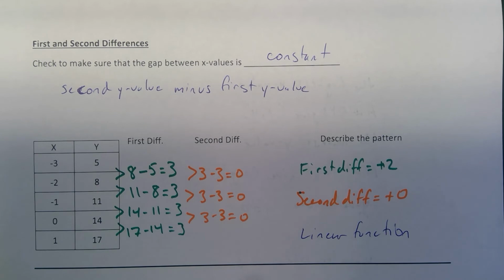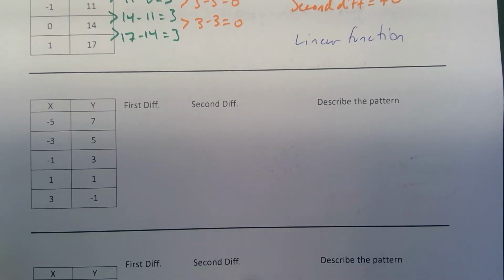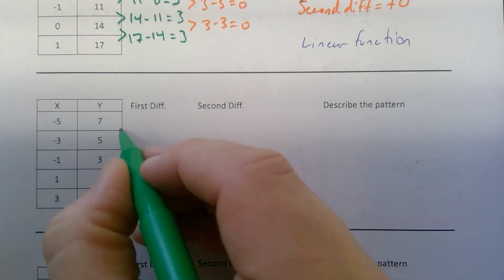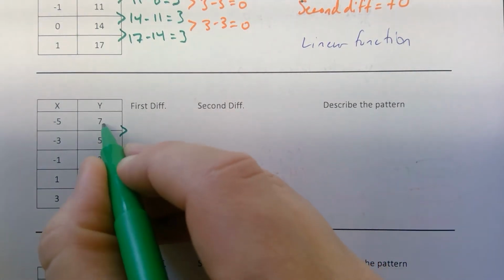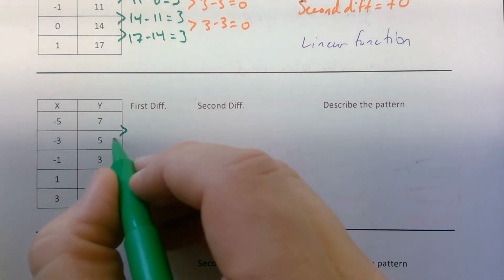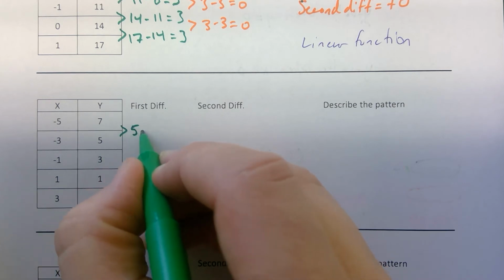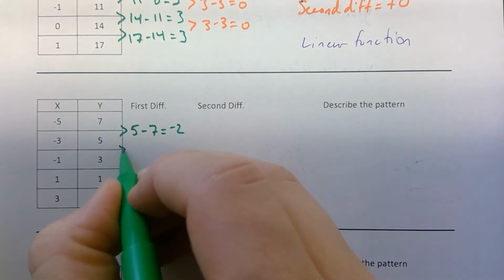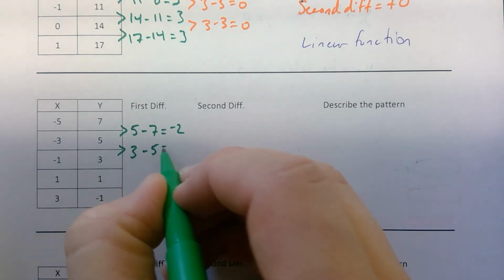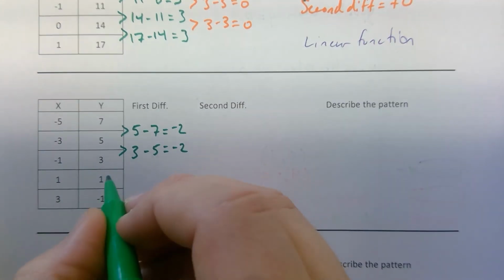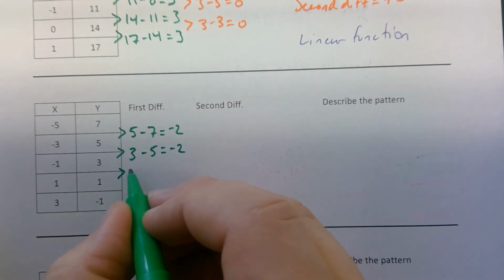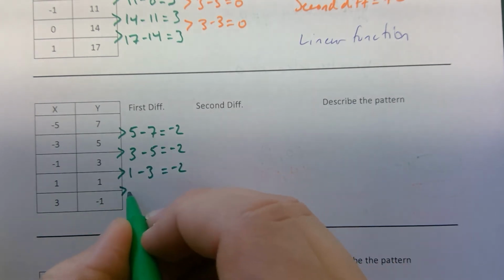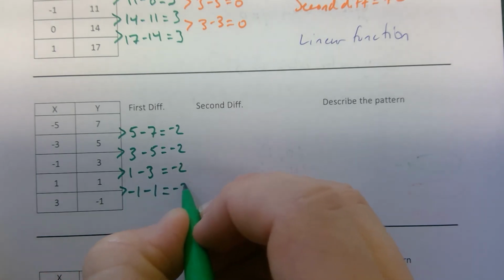All right, let's do it again. Okay, so first difference, we want to do our second one minus our first one. So not the bigger one minus the smaller one. We always have to do the second one minus the first one. So 5 minus 7 is -2. 3 minus 5 is -2. 1 minus 3 is -2. -1 minus 1 is -2.